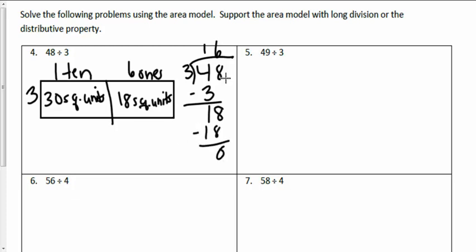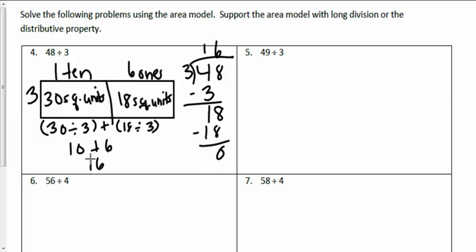So you could stop here, but I'm going to go ahead and show this with the distributive property also. So I have 30 divided by 3 plus 18 divided by 3. So that would be 10 plus 6, which is 16.